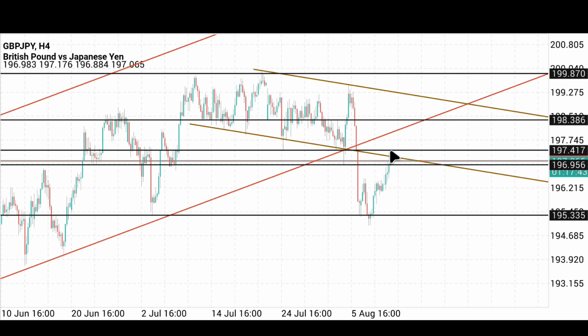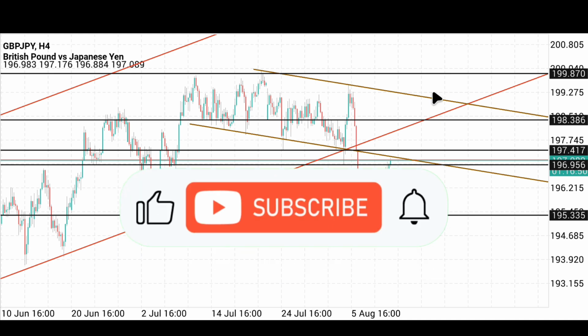But if the price is rejected here, then we may have a further move back to these lows and possibly back to this area, these lows too. So if price is rejected at this point, then we'll see price slide back to this point, then back to this very key level. That is my take on GBPJPY.